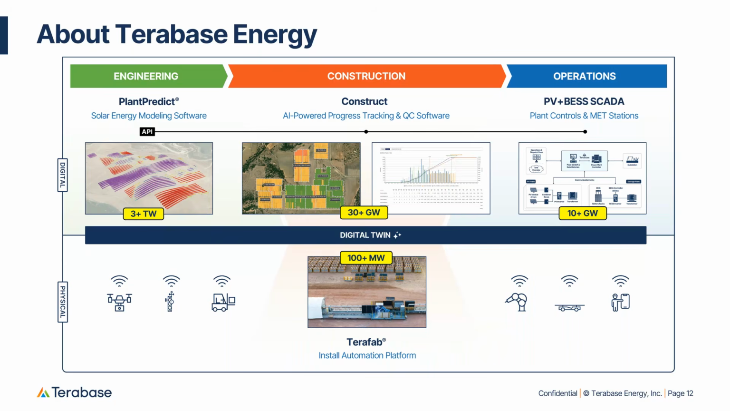For the physical construction world, we have our installation automation solution, TerraFab, which delivers a mobile factory to your project site, complete with an assembly line and rovers to automate the module to torque tube to pile assembly. To date, we've completed more than 100 megawatts of automated installation and recently released version 2 of the solution. Finally, we have our plant controls team that provides a full set of SCADA and power plant control services, including hybrid control systems.